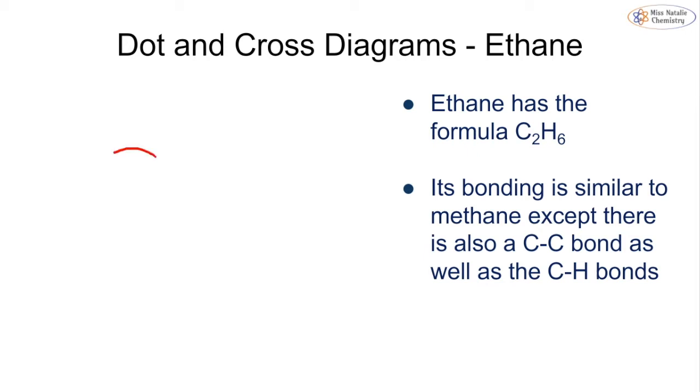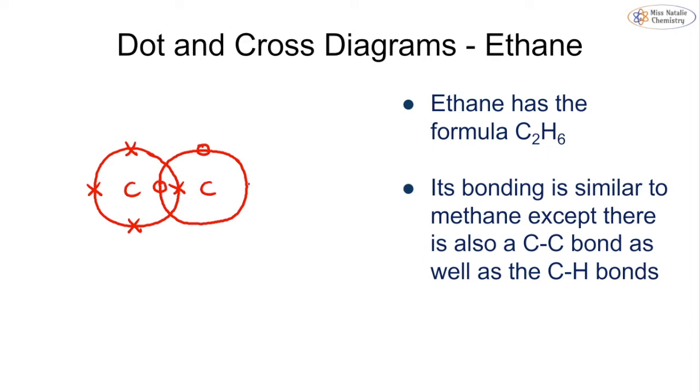So we draw our first carbon, and we do 1, 2, 3, 4. And then we draw our second carbon, and we get an overlap between the 2 carbons. And I'm going to draw my electrons here as circles. So now these 2 carbons share a bond. Then I can add in my 6 hydrogens, and they overlap with the 6 unpaired electrons that are left over.